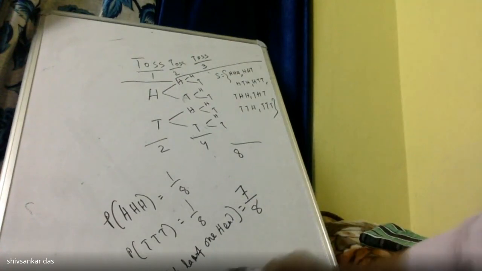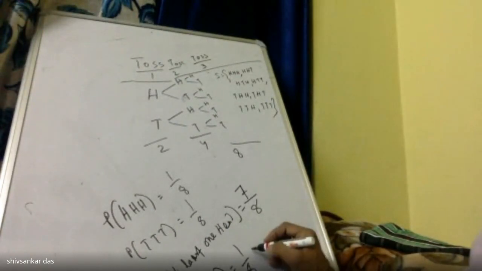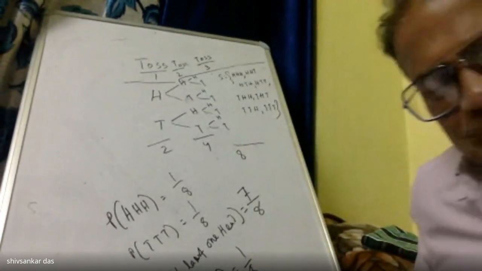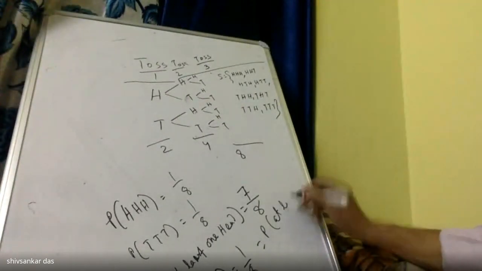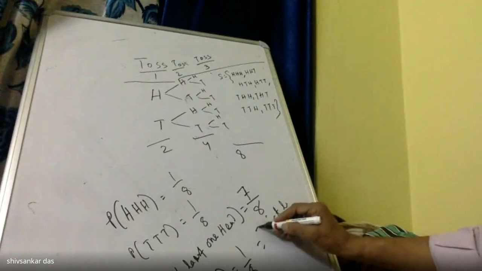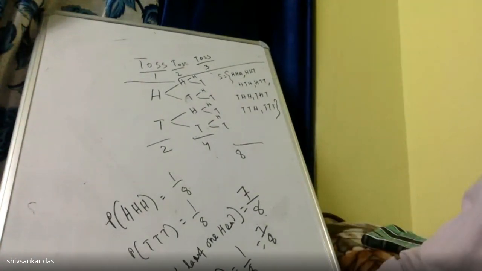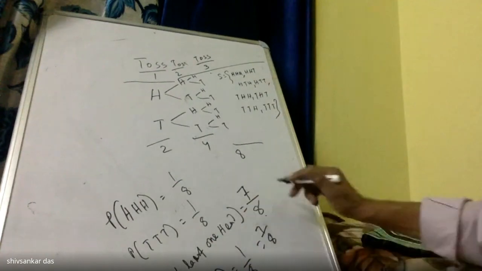If I say probability of all tail is 1 by 8, then 1 minus probability of all tail is equal to 7 by 8. That is equal to at least one head.